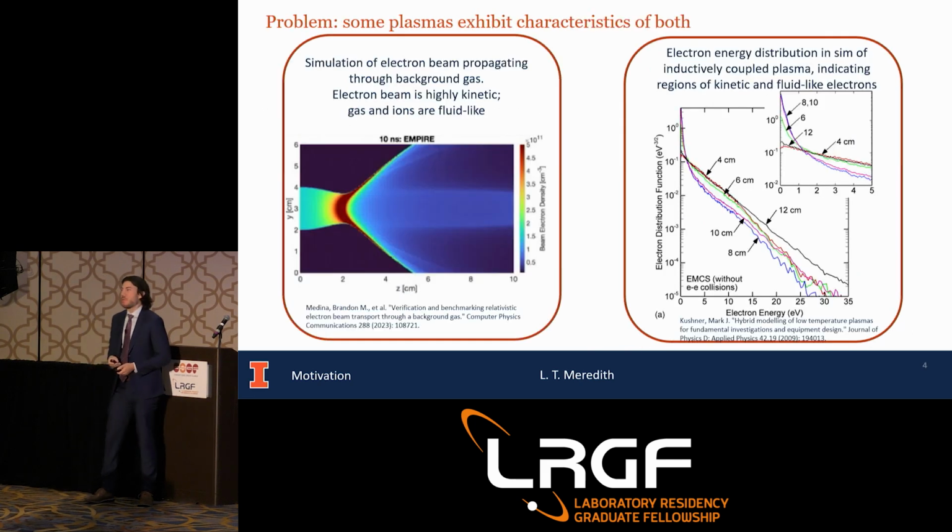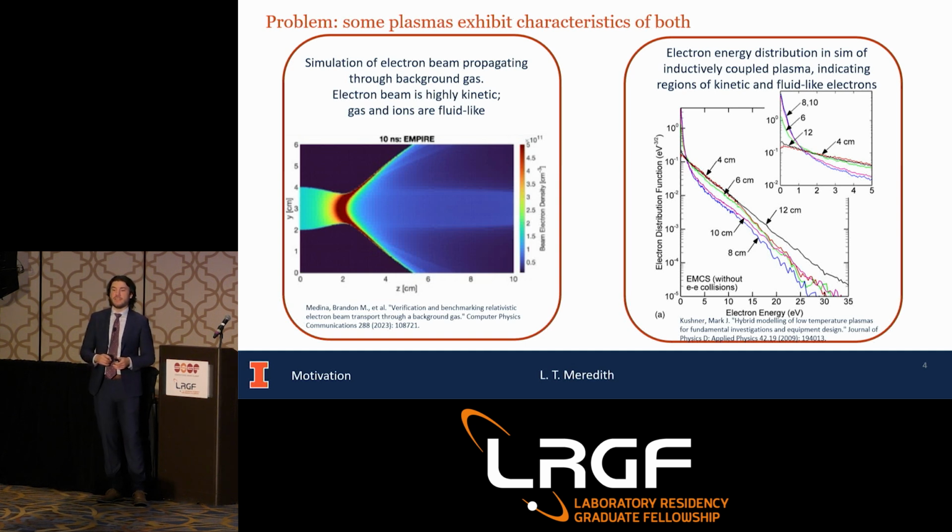Okay. So one of the problems is that plasmas that we want to simulate both in nature and in the lab frequently exhibit characteristics of both. So an example on the left here, I have a simulation of an electron beam propagating through a background gas, and that electron beam is not very fluid-like, it's not even close to equilibrium, and so we have to treat that kinetically, but the background gas is very fluid-like. So one could think of a hybrid method that would simulate the background as a fluid and the electrons kinetically.